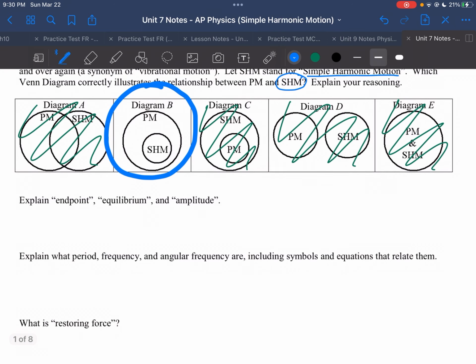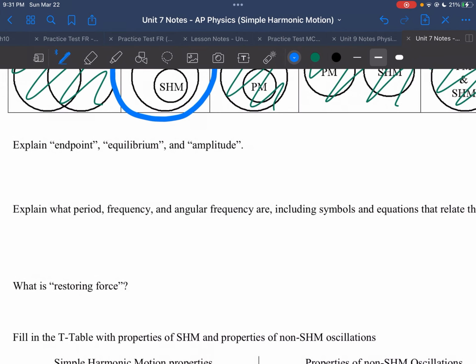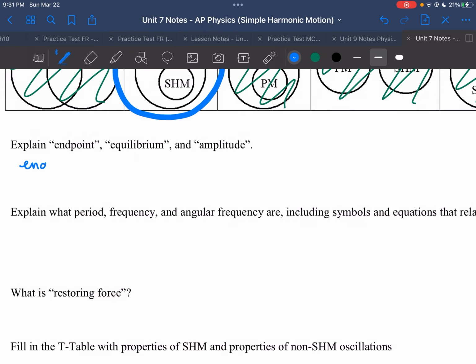The next thing is kind of using some terms that we're going to be using throughout this section, throughout this unit, that have very specific meanings. And that is endpoint, equilibrium, and amplitude. Endpoint is going to be when an object stops or reverses direction.